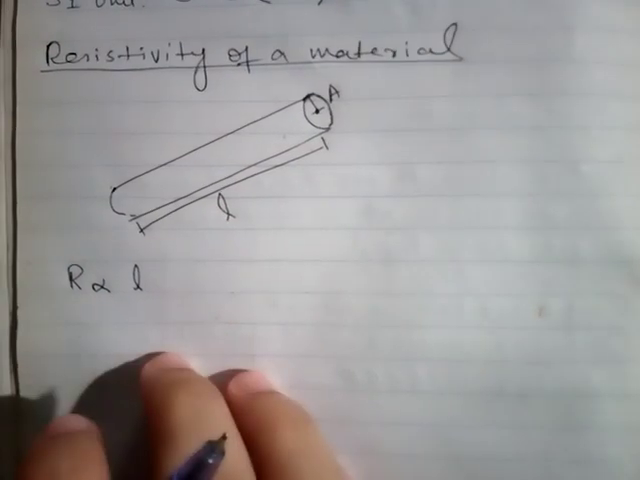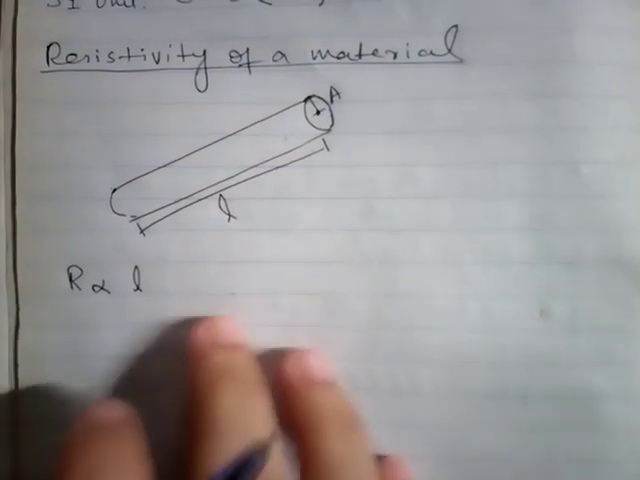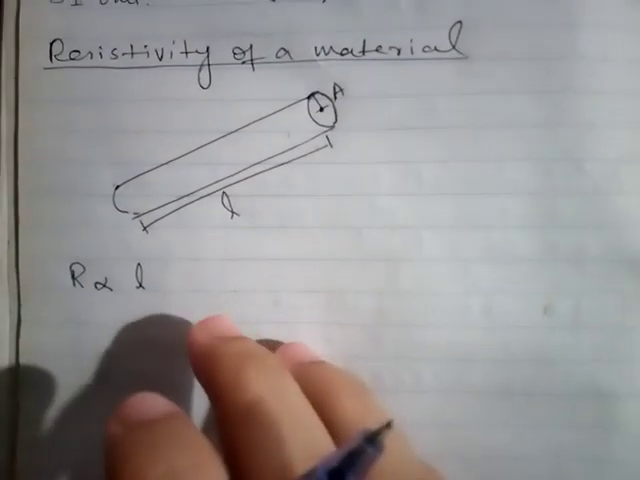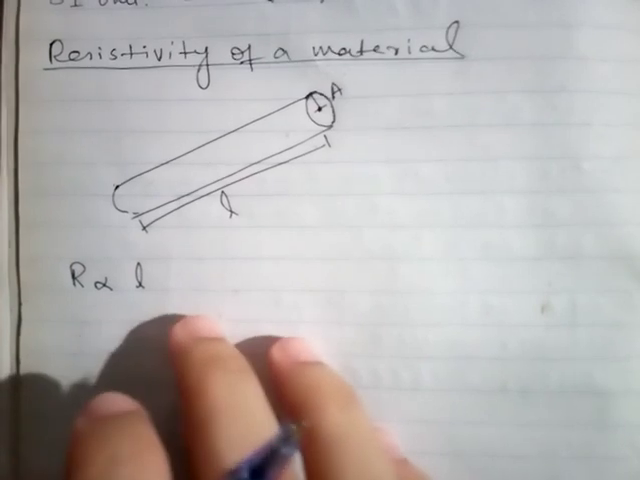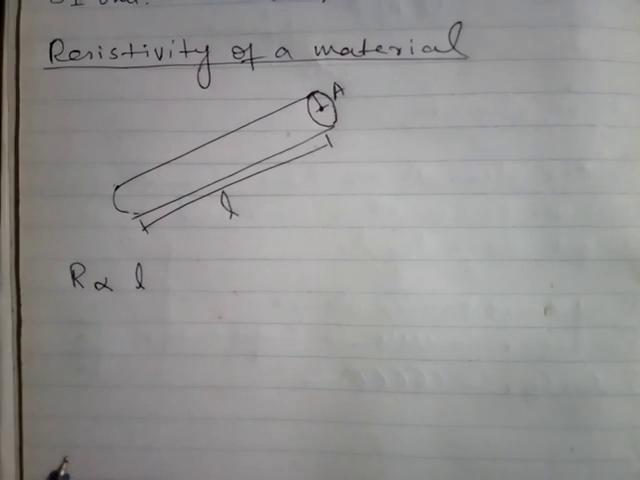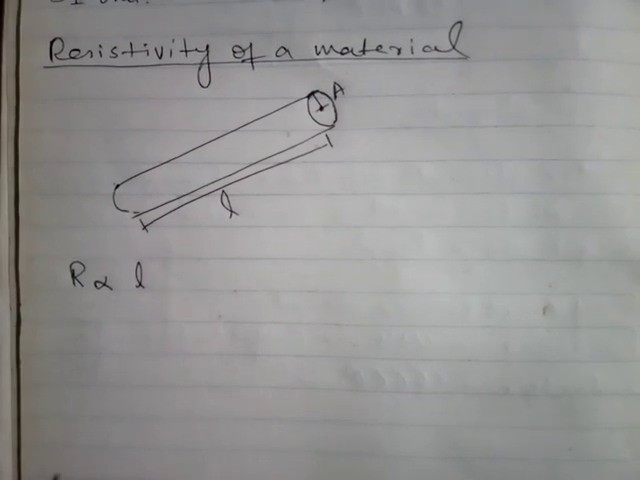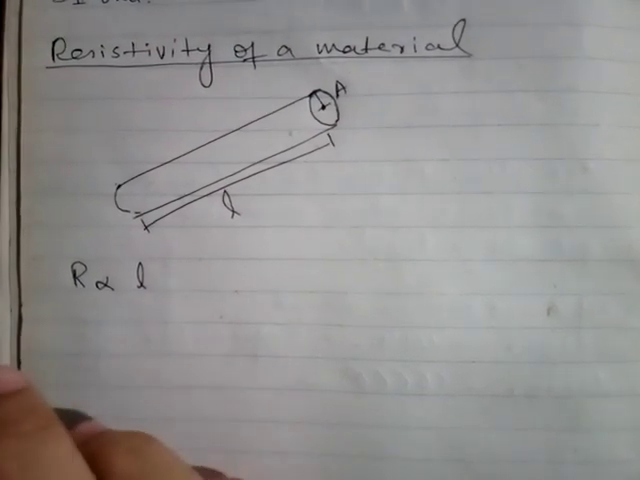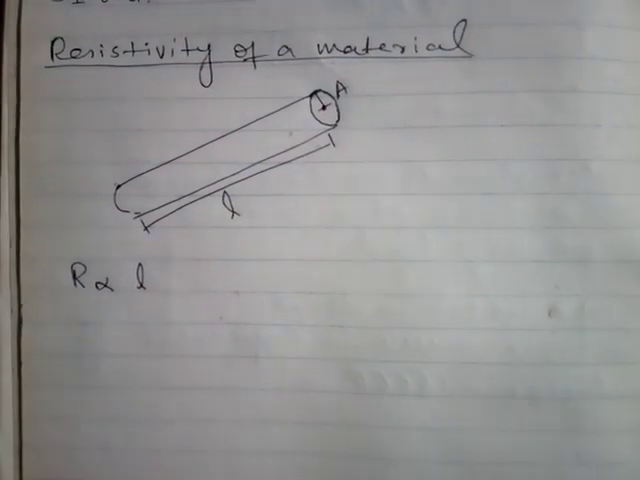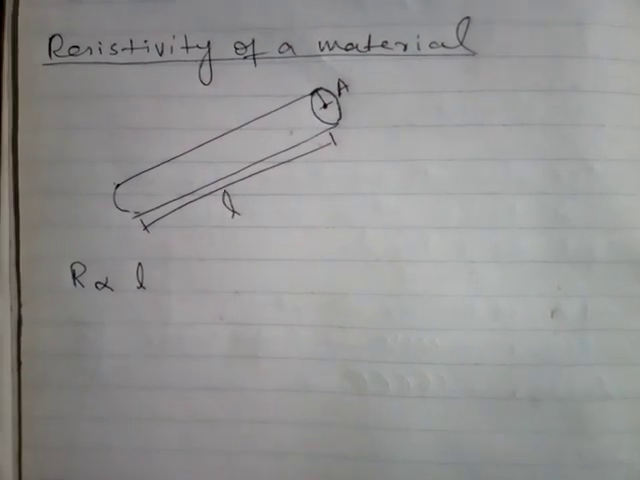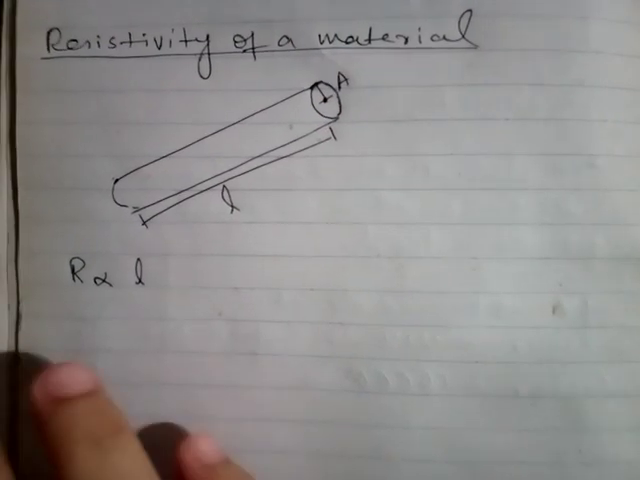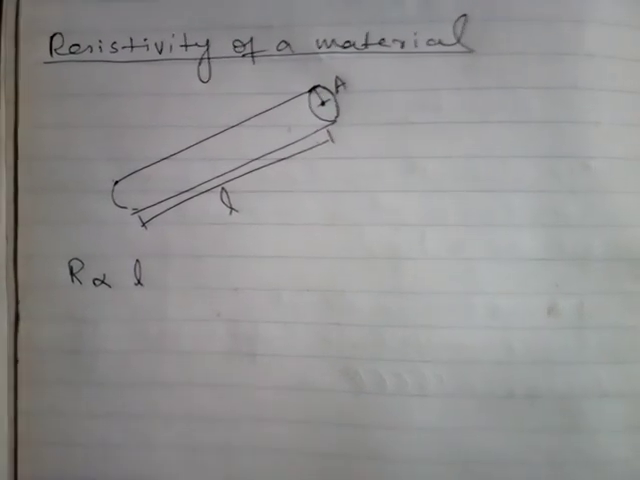Resistance of a cylindrical conductor is directly proportional to its length. What does it mean? If the length is increased, then the resistance of that cylindrical conductor is obviously increased. So if we have a wire of a large length, a big wire, then obviously it will have a large value of resistance as well. Why? Because resistance of a conductor is directly proportional to its length.